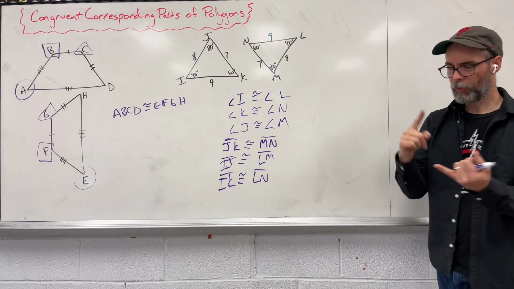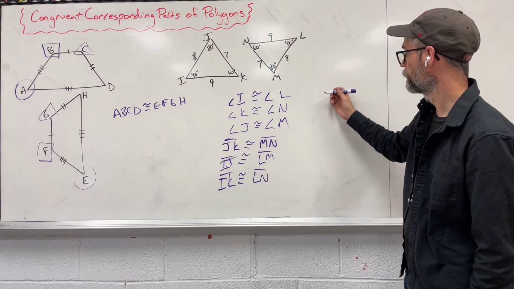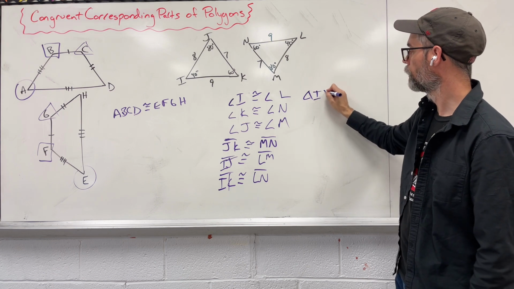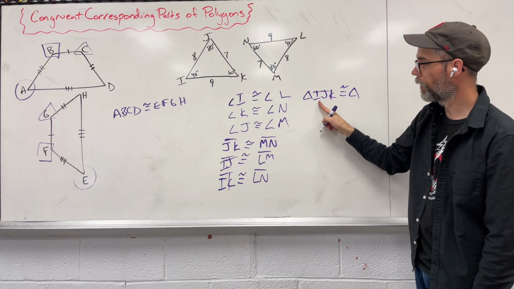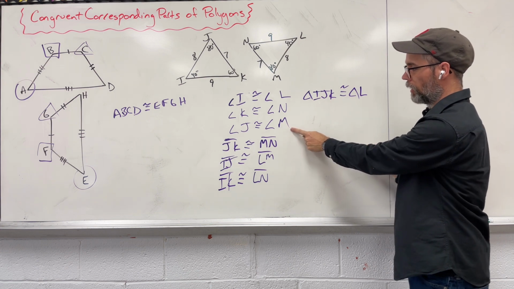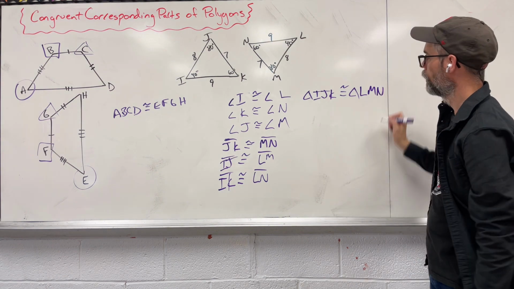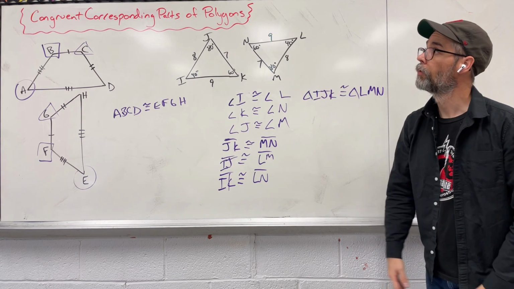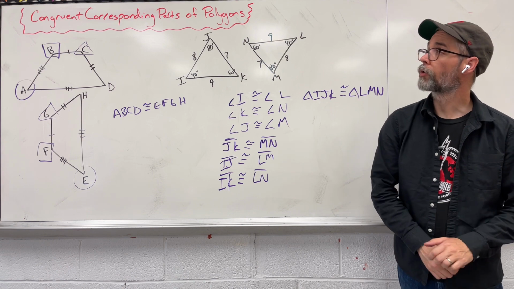Okay, so we matched up all of our angles, we matched up all of our sides. Let's get a congruency statement with our figures. So we're going to say triangle IJK is congruent to triangle... Now, what matches up with angle I? L. What matches up with angle J? M. What matches up with K? N. And that's everything that we can label as congruent when dealing with polygons. Angles, sides, and the whole figure. And that's congruent corresponding parts of polygons.